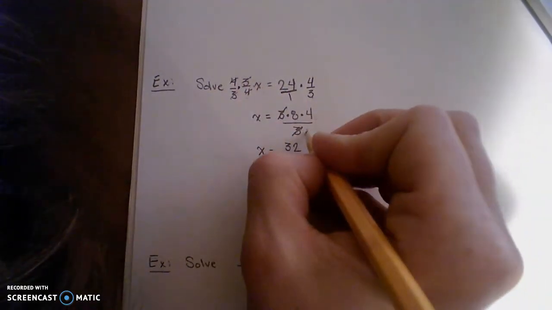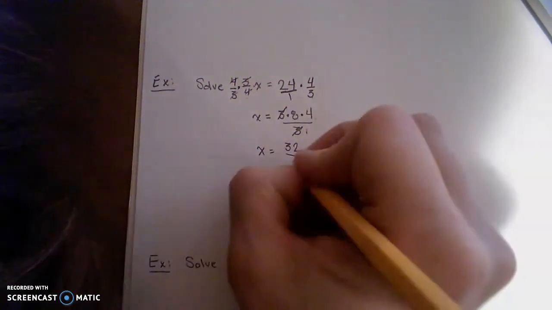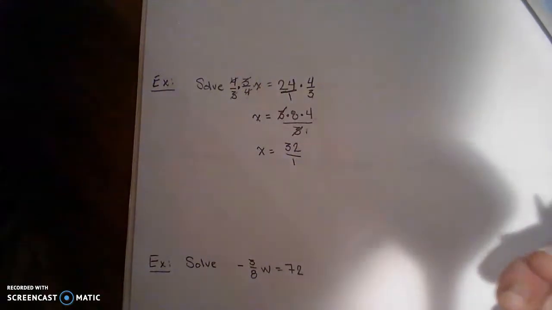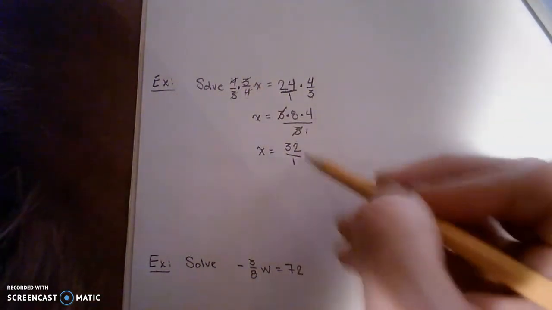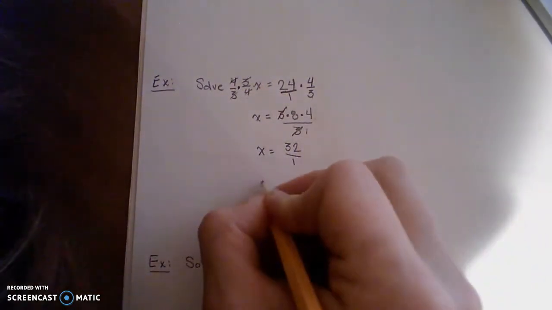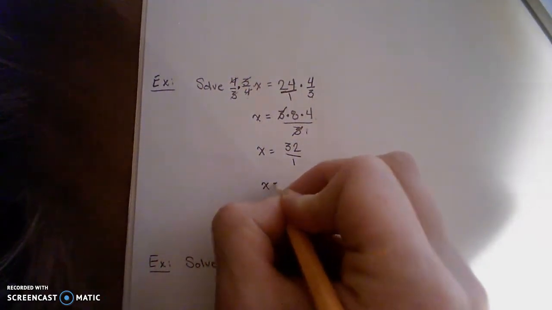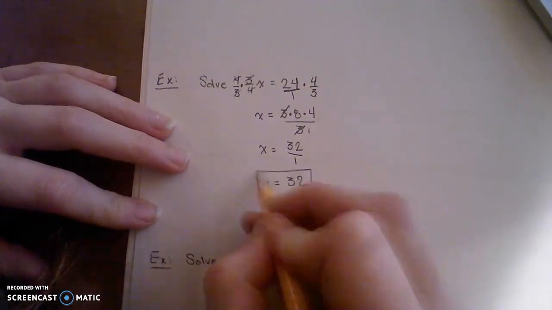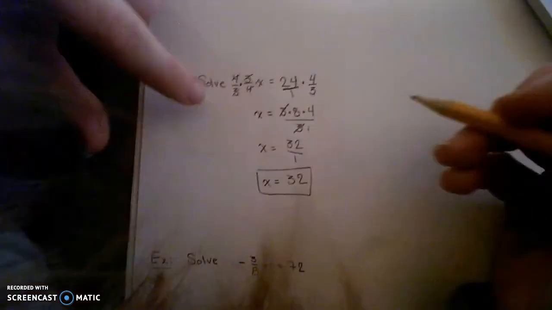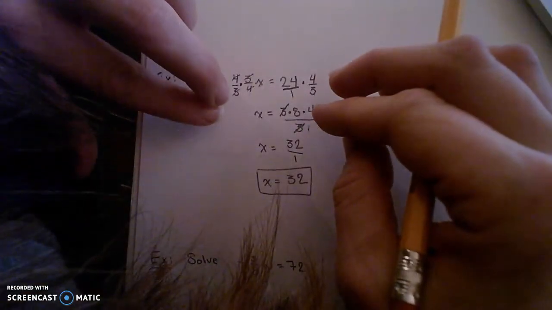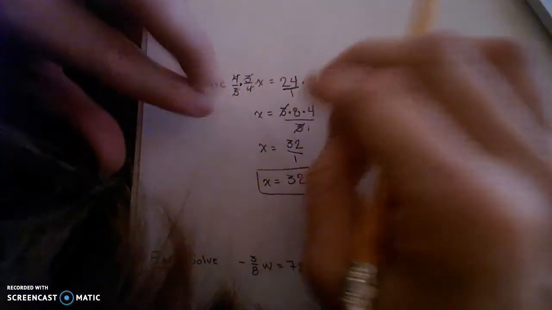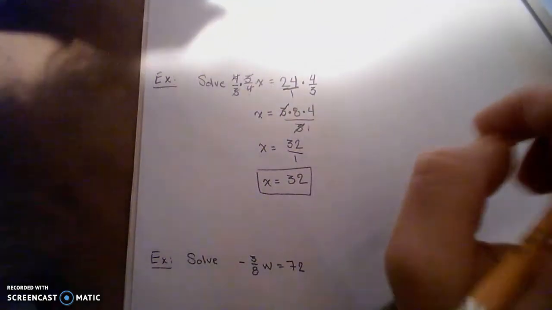There's always an understood factor of 1. So I could write that factor of 1 in the denominator. However, any fraction with a denominator of 1 is just a whole number. So you can simplify it to just 32. All right, so the main idea here was that we multiplied both sides of the fraction by the reciprocal of this coefficient here. Multiplied both sides by 4/3.